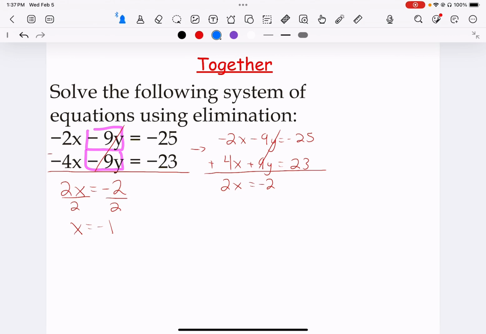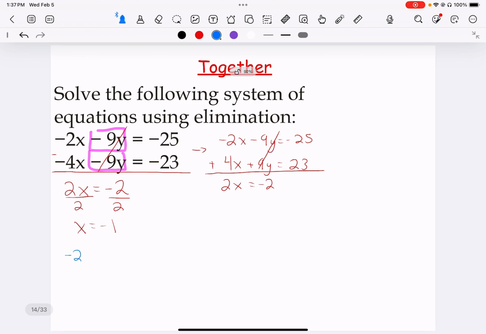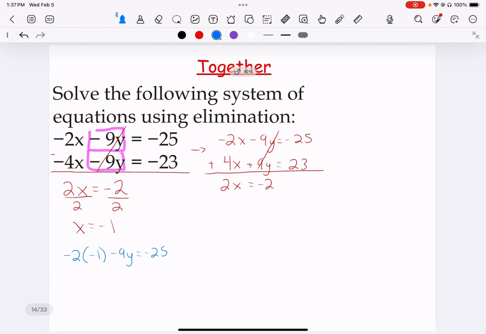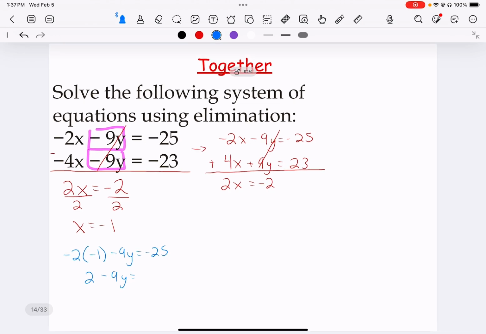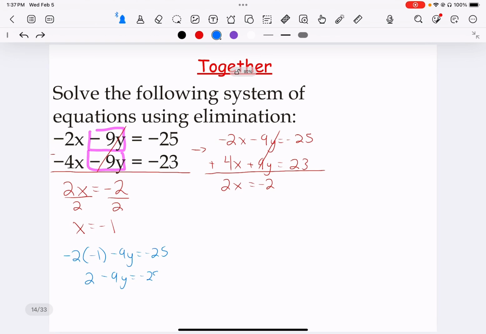And now, since it's a system of equations, I also have to solve for y. So I'm going to substitute my x into either equation. I'm going to pick my top one just because the first number of -2 is smaller. So I have -2 times -1 minus 9y equals -25. This gives me positive 2 minus 9y equals -25. And when I subtract 2 from each side, -9y equals -27. Divide by -9, y is equal to 3. And since it's a system of equations with x and y, I'll write my answer as (-1, 3).